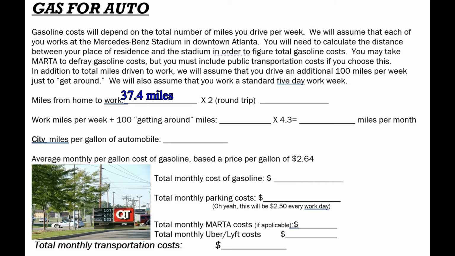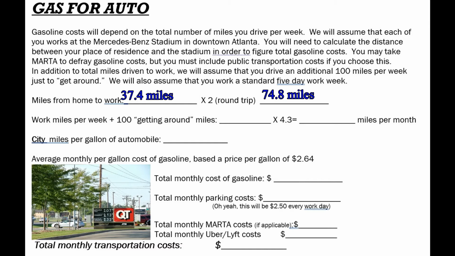Now my next blank says round trip. All I'm going to do is double that number. So it's going to go from 37.4 miles to 74.8 miles. So that is to work and back home. We are going to make this trip 5 times. We're going to assume that we have a 5-day work week.